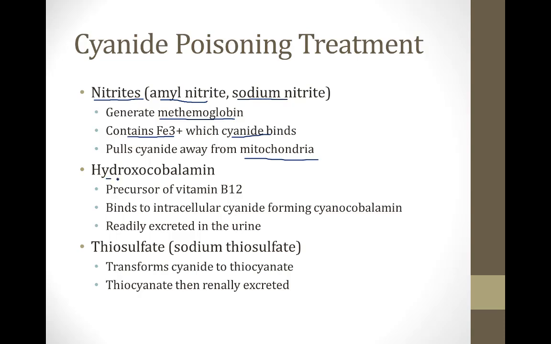Other treatments for cyanide poisoning I've listed on this slide. These include hydroxycobalamin. This is a precursor of vitamin B12, forming a compound called cyanocobalamin, which is readily excreted in the urine. And then finally, thiosulfate, which is sodium thiosulfate, is another treatment for cyanide poisoning. It transforms cyanide into thiocyanate, which is then renally excreted. And that concludes our module on hemoglobin.